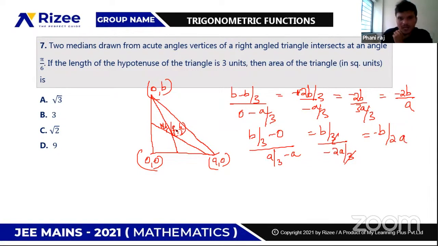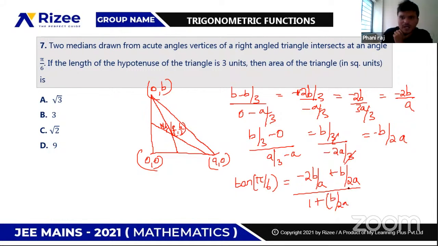Now use the tan formula. The slopes of these two lines are known now, and the angle between them is pi by 6. So now we'll see what information we get by using that. So tan pi by 6 equal to, what is the slope of the first line? Minus 2b by a, and m1 minus m2, so it's plus b by 2a, by 1 plus b by 2a into 2b by a.